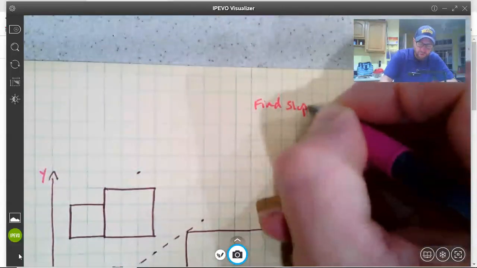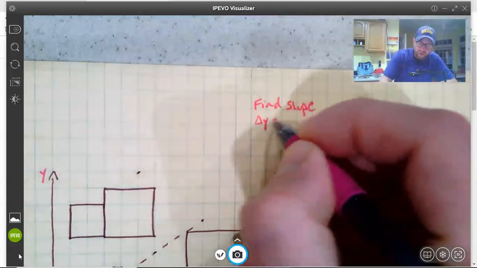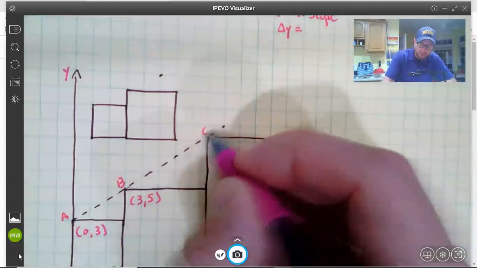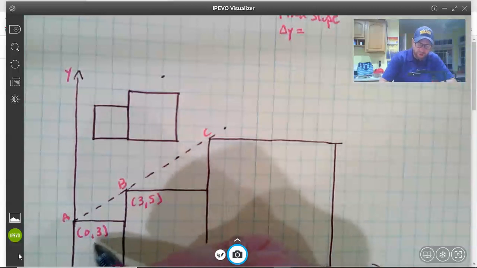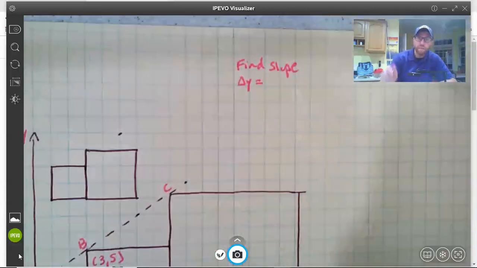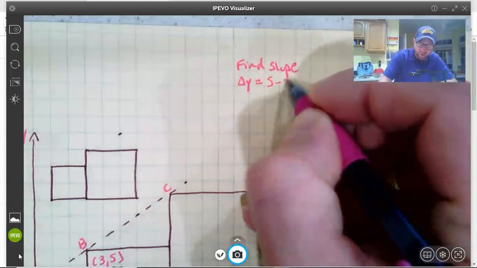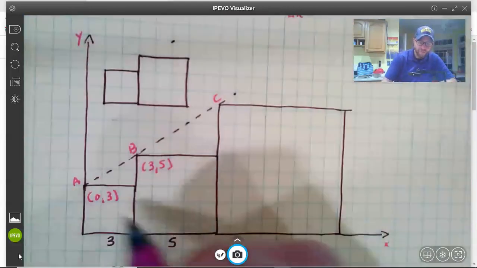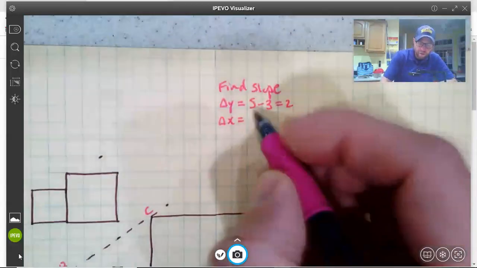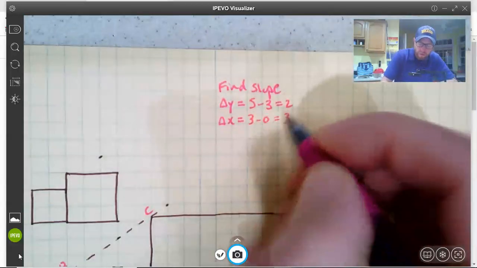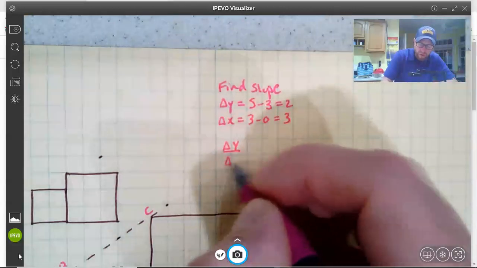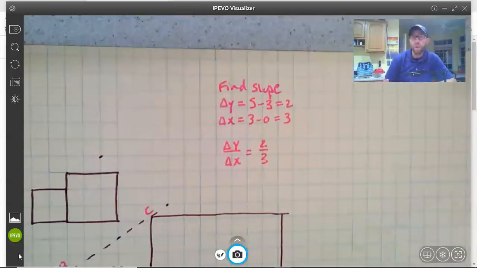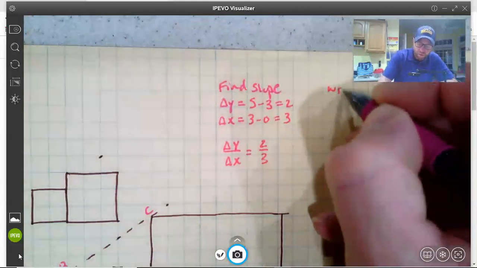Find slope. Okay. So our change in y from point A to B, we'll call this A, B, and we'll call this point C. Our change in y goes from 3 to 5, and remember, end minus start equals change. So 5 minus 3 equals 2. And then for our change in x, it's going to be from 0 to 3. So 3 minus 0 is 3. So change in y over change in x is 2/3. And now we're going to use our point slope form to write the equation.